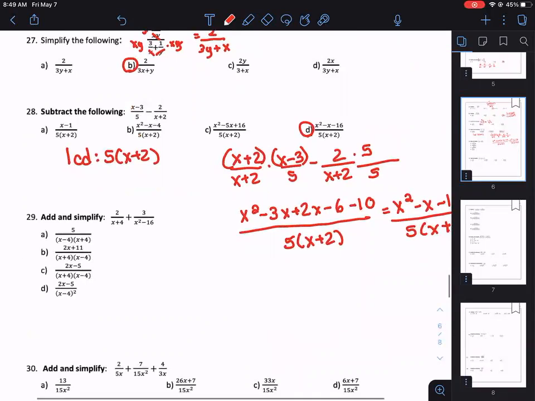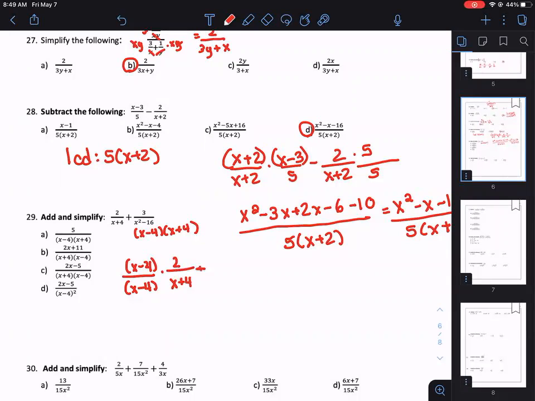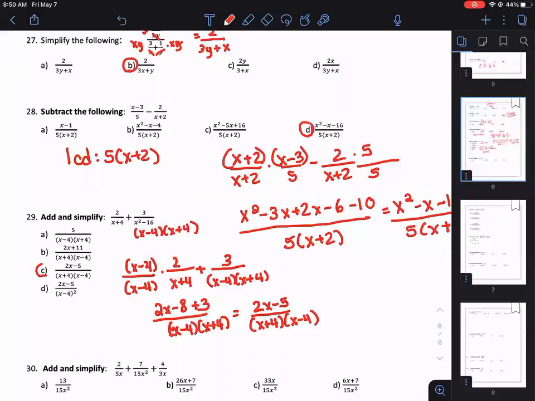In our next problem, we will factor the second denominator to find our LCD. The LCD would be x minus 4 and x plus 4. So the first fraction just needs an x minus 4. Okay, again, distributing, we get 2x minus 8, and we can just add the 3 since it's a monomial. And we will then put that over that common denominator of x minus 4 and x plus 4. So we get 2x minus 5 over that denominator. And since we cannot factor or reduce, choice C.